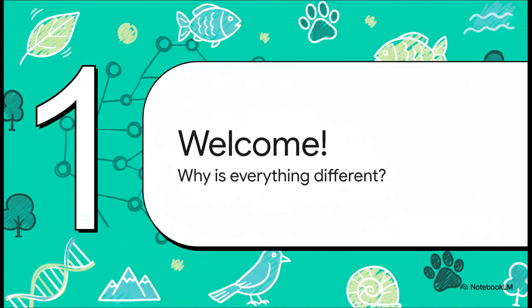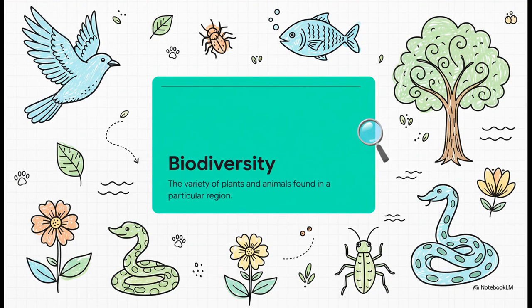Right, our first stop. Welcome to the living world. So, have you ever just looked around and wondered why? Why are there so many different kinds of plants and animals everywhere we look? Well, the answer is one very important word: biodiversity. It's a big word, but it just means the variety of plants and animals you find in one place. You can think of it like nature's huge, colorful family photo. Every single creature has its own special spot.